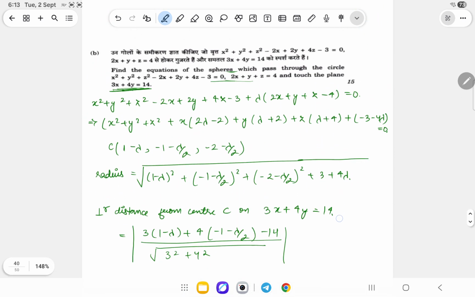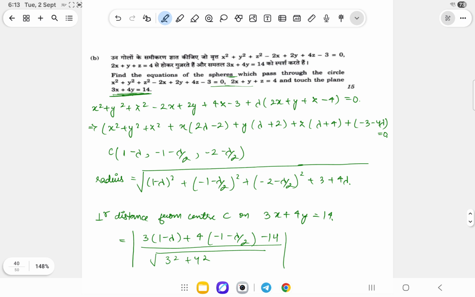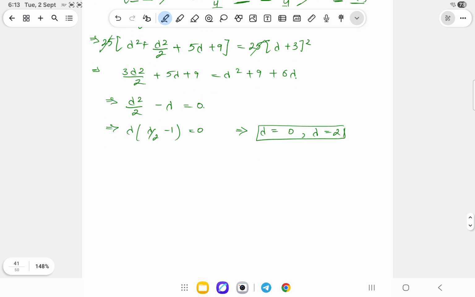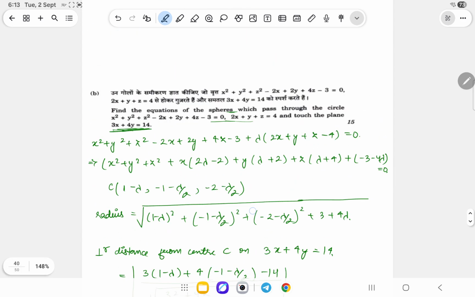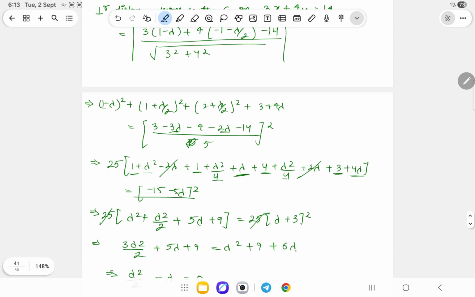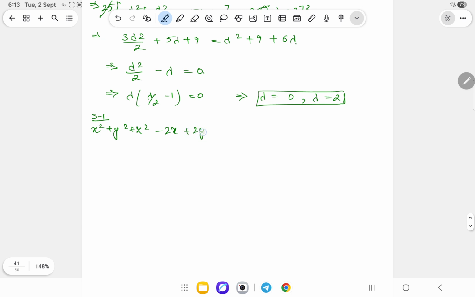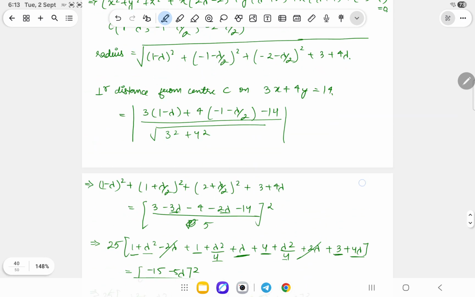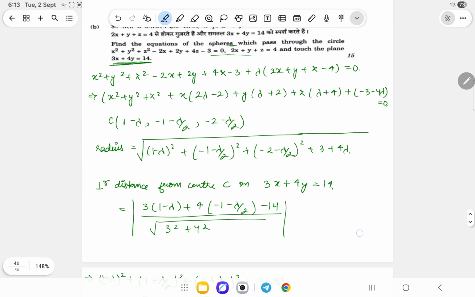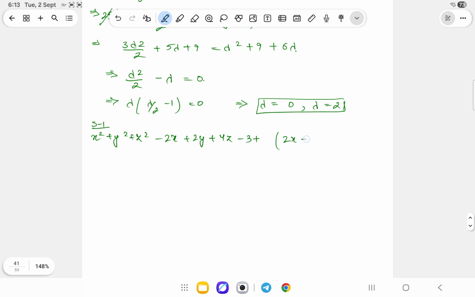So I'll be getting two equations of sphere. So the required equation of spheres are x square plus y square plus z square, sphere 1, let's name it as S1, minus 2x plus 2y plus 4z minus 3 plus lambda into 2x plus y plus z minus 4. So at one time I'll be taking lambda as 0.